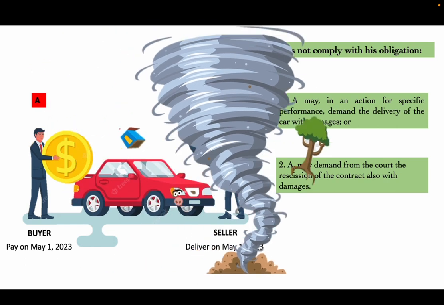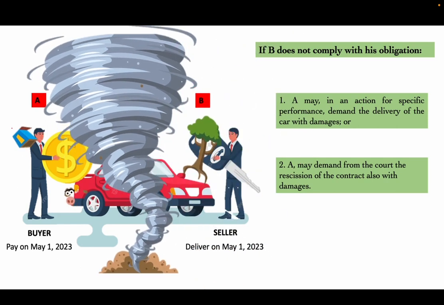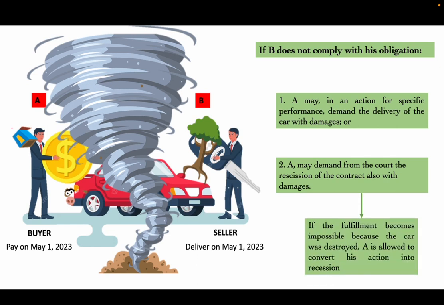Now, niabot ang tornado. Nawala ang sakyanan. Pwede pa ba maingon si A nga, ay, di na lang ko ana, kay ako na lang ipakancel ang contract? The answer is yes. Maura na siya ang panahon nga kung nakapili na ka sa 1, pwede pa ka mopili na po ng number 2 kung ang sakyanan na guba. If the fulfillment becomes impossible because the car was destroyed, A is allowed to convert his action into rescission.